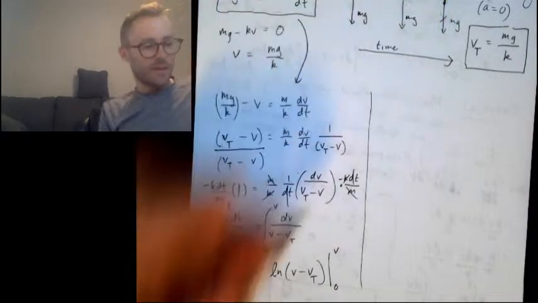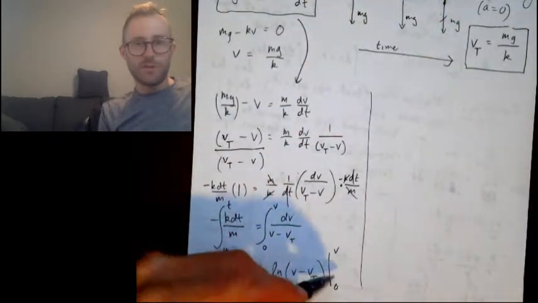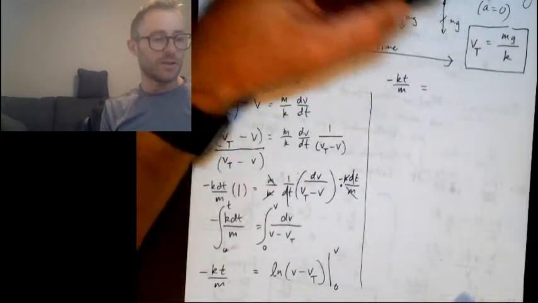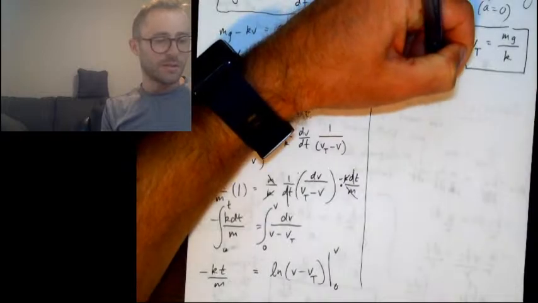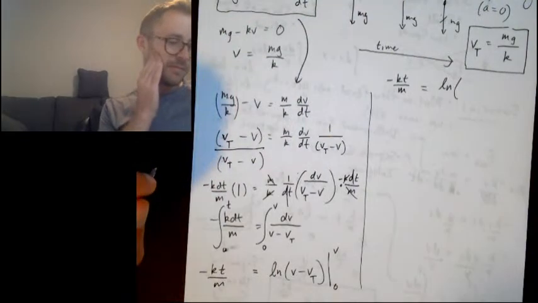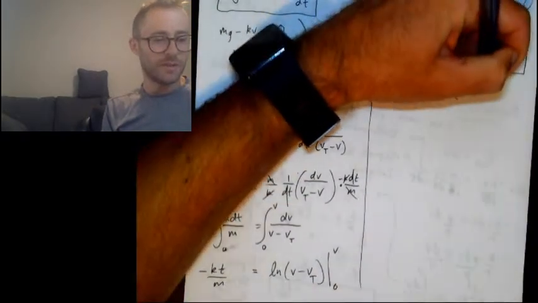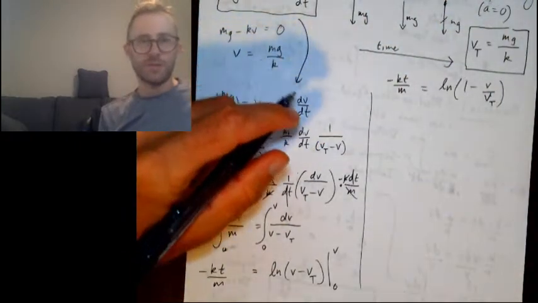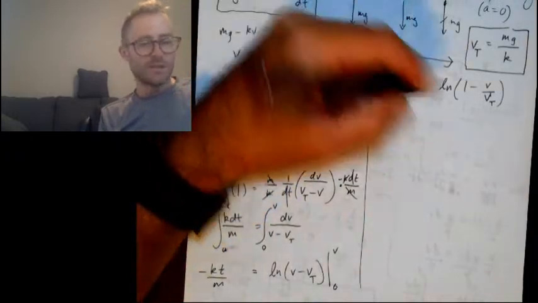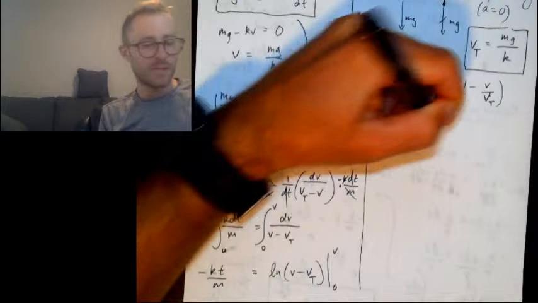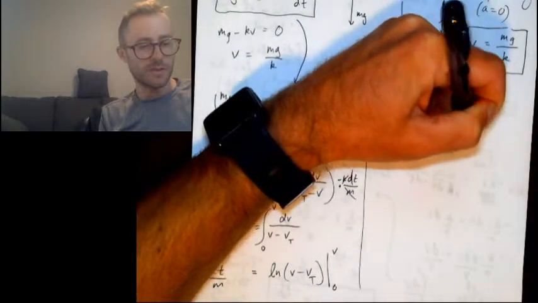Okay, so now I have to do this subtraction for evaluating the integral. So I have minus kt over m equals natural log of 1 minus v over vt. And I'm skipping some algebraic steps there. I apologize. To get rid of the natural log, I do e to both sides. So I have e to the minus kt over m equals 1 minus v over vt.